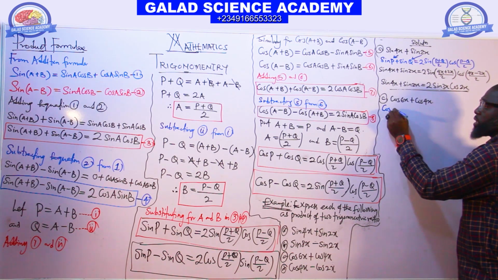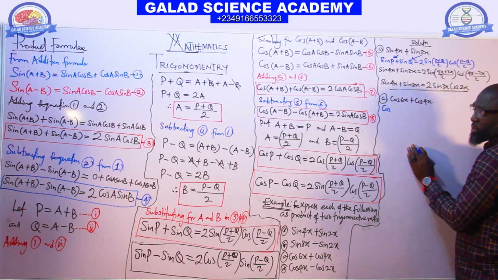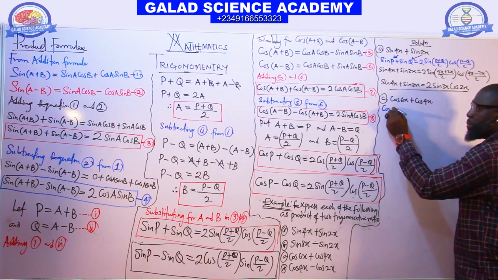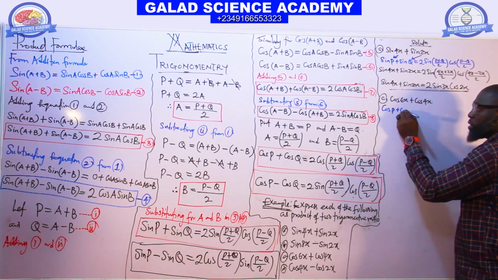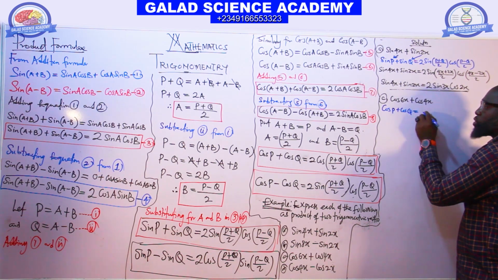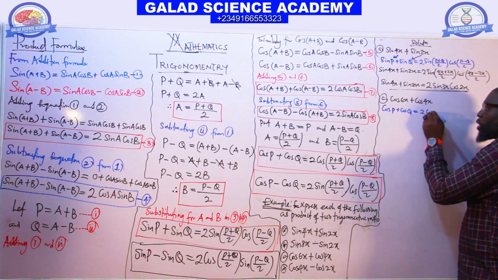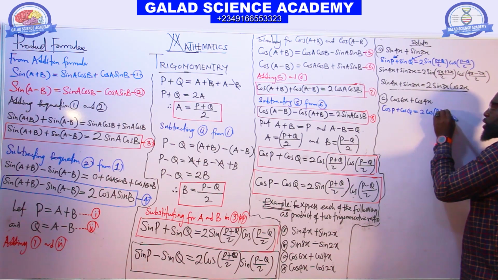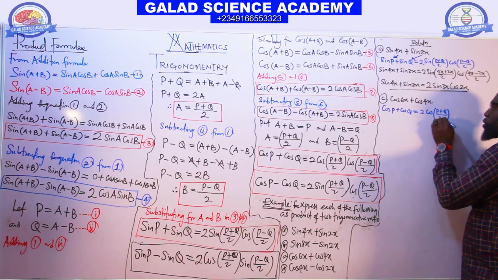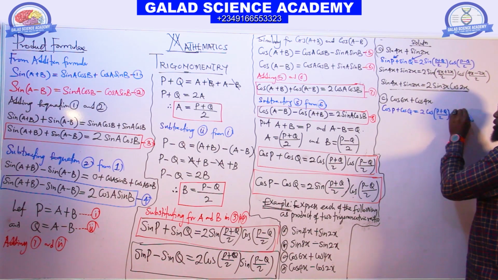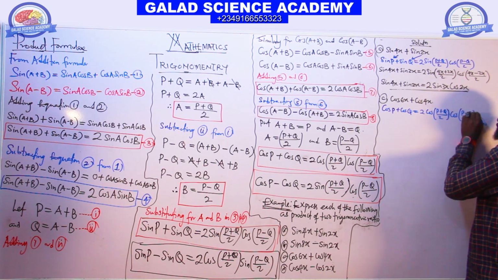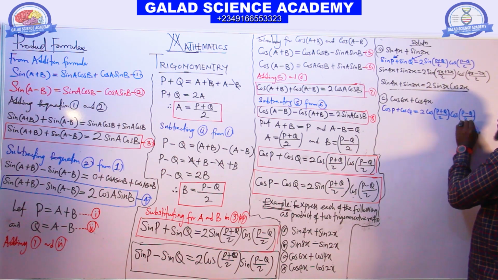Cos what? Cos P plus cos Q equal to what? 2 cos (P plus Q) over 2 and cos (P minus Q) over 2.